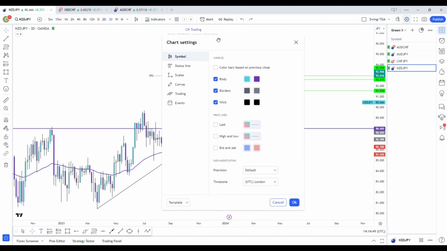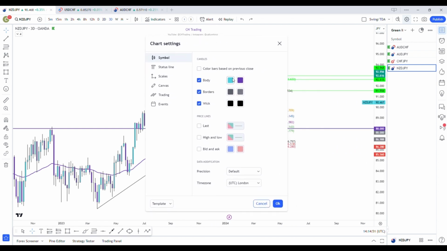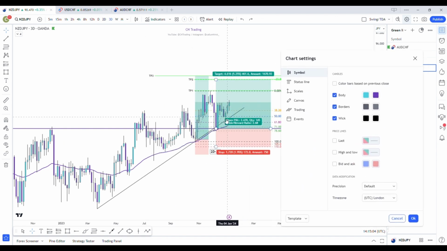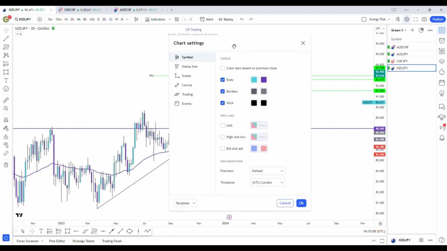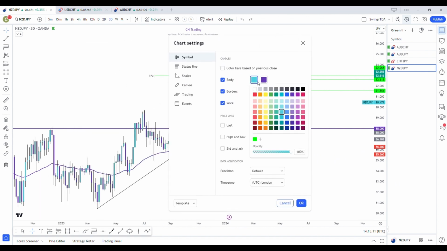So especially as a beginner, you don't want to use red and green. Find two other neutral colours. I use turquoise and purple, just my preference. This is easily telling me when the chart's going up and when the chart's going down, and it's not playing on my psychology when my position's in the green or in the red. So that's my guide for colours. Choose whatever colours you want.